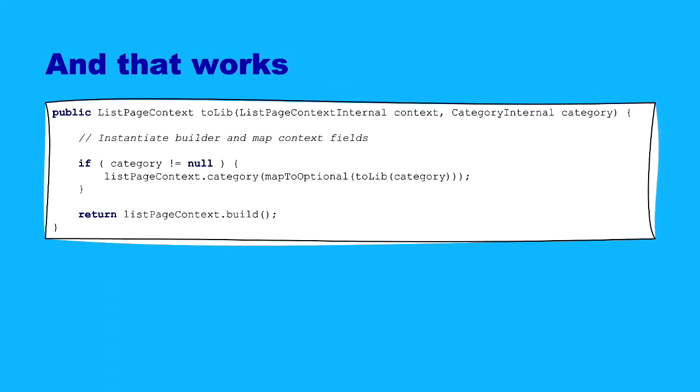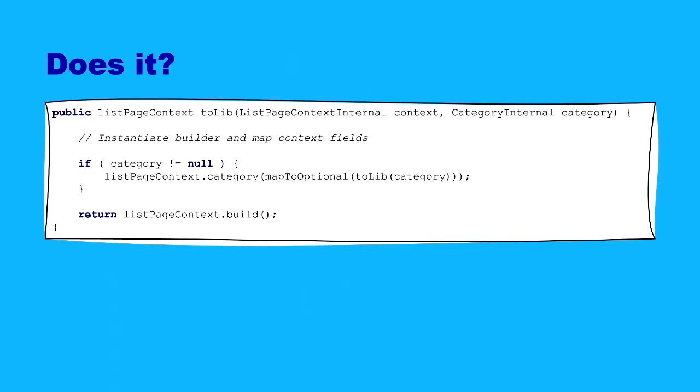And that works, because as we see, MapStruct first uses the mapping method it generated itself to map this domain object to the library counterpart. And after that, it uses our custom map to optional method to wrap it into an optional. So everything is fine.